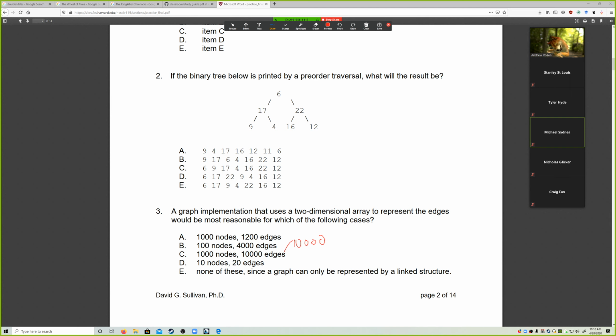And then 10 nodes, 20 edges. Is this sparse or dense? Well, 10 squared is 100. So here we are using 20% of all possible edges. Here we're using 40% of all possible edges. So it's most reasonable to use an adjacency matrix for this case. Does that make sense to everybody? Everybody was following that about the adjacency lists and adjacency matrices?